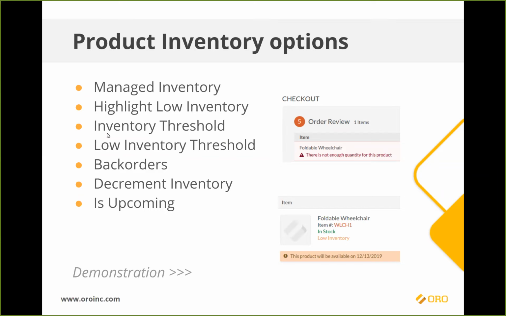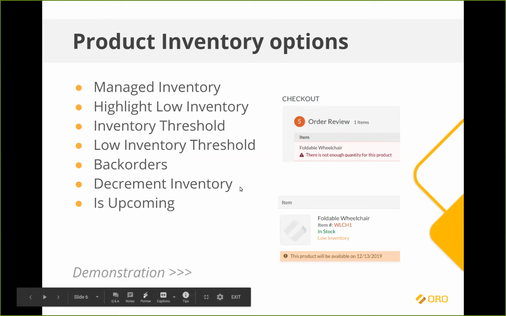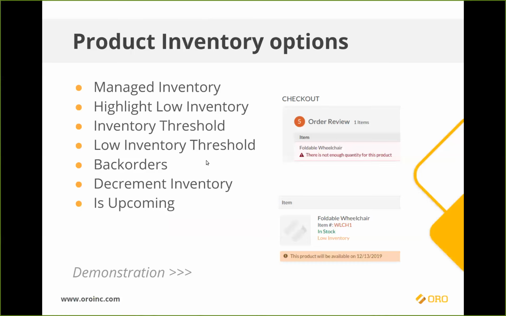Highlight low inventory and inventory threshold are used to show that you do not have enough products and you have only a couple left. So here we can see the low inventory option on the item level. And inventory threshold and low inventory threshold are used to identify how many products must remain when this item will be shown. There is a difference between these levels though.